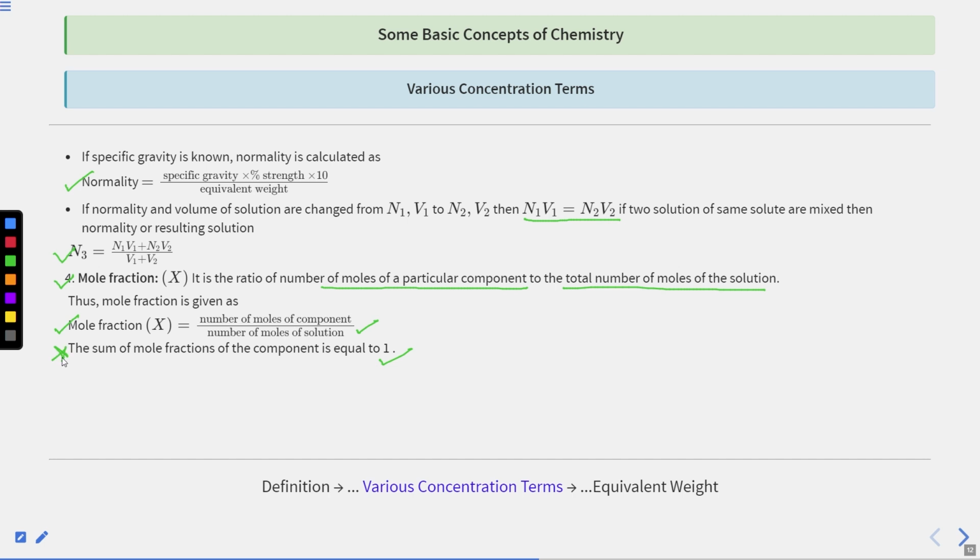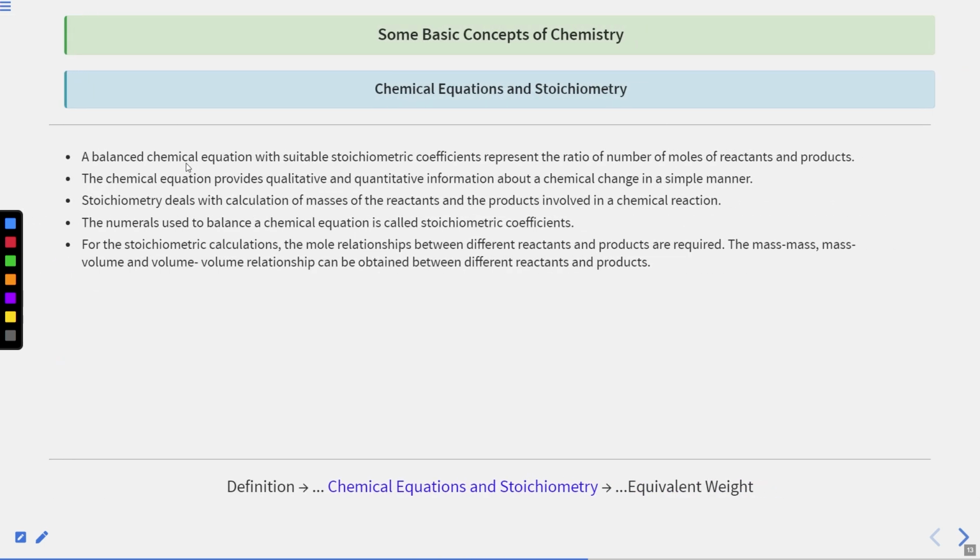Okay. Moving on. Chemical equations and stoichiometry. A balanced chemical equation with suitable stoichiometric coefficients represents the ratio of the number of moles of reactants and products. A chemical equation provides qualitative and quantitative information about a chemical change in a simple manner. Stoichiometry deals with calculation of masses of reactants and products involved in a chemical reaction.